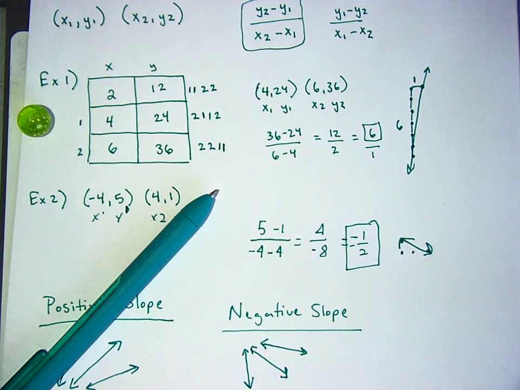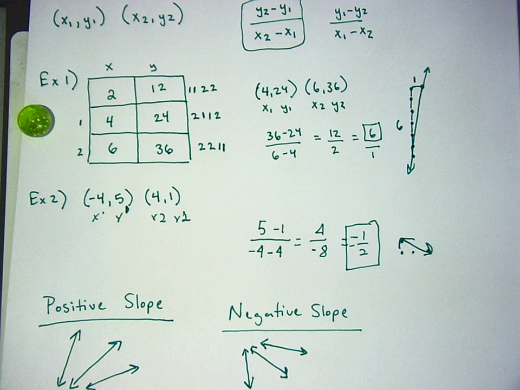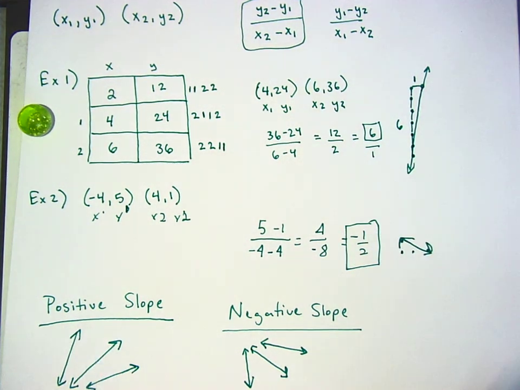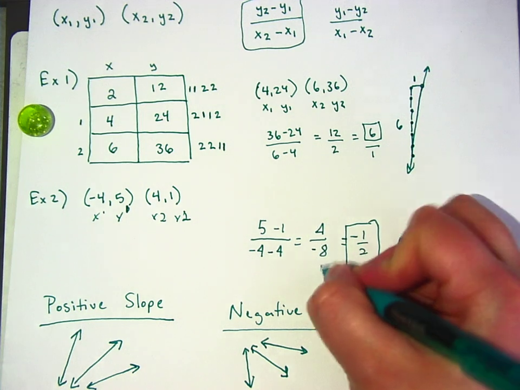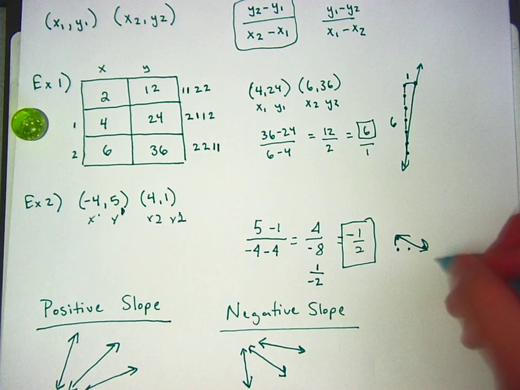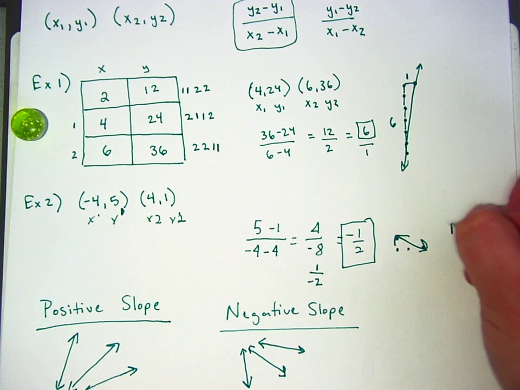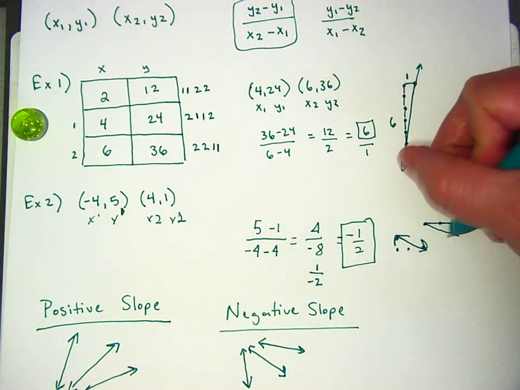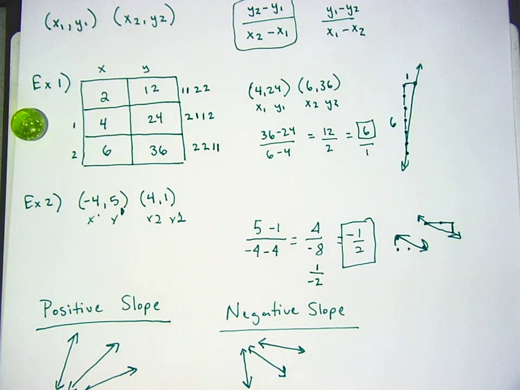Remember how I've told you guys before that if you have a negative number in a fraction, you could put it on the top or the bottom or out front? So let's say instead it was on the bottom. Let's say instead it was 1 over a -2. Then what would happen is you would go up 1, and then you would go to the left 2. See how that would also make a slope of -1/2? It really doesn't matter which way you go.